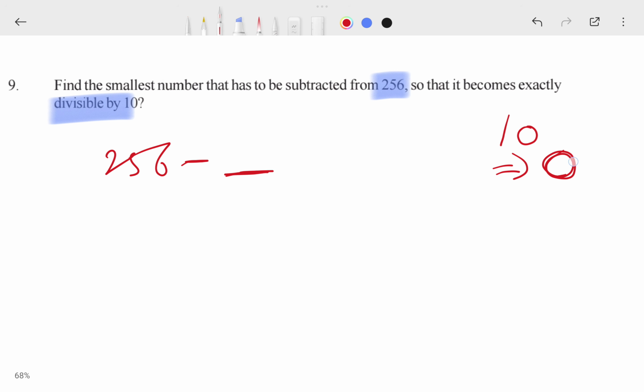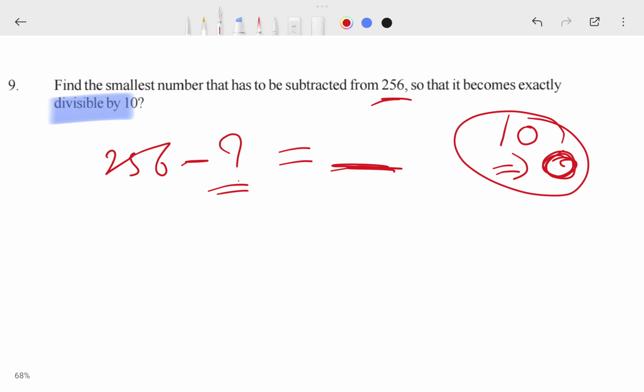Whenever you get 0 on the last number, then it is only divisible by 10. So here it is telling you to subtract a smallest number from 256. After subtracting the smallest number, whatever answer you get has to be divisible by 10.